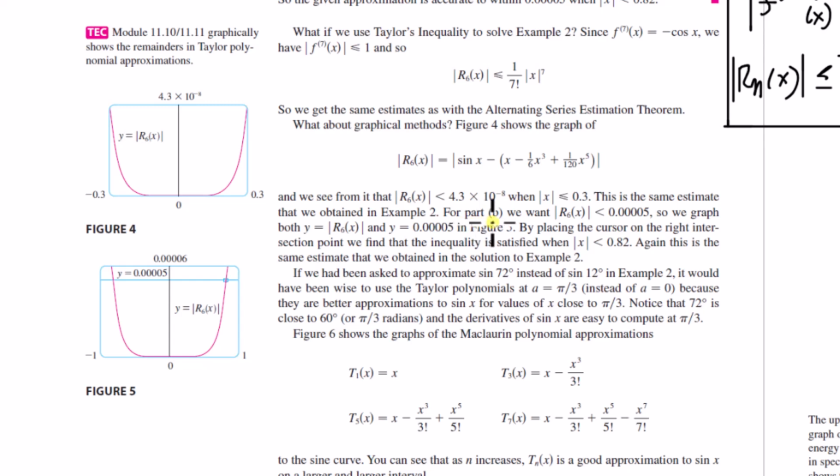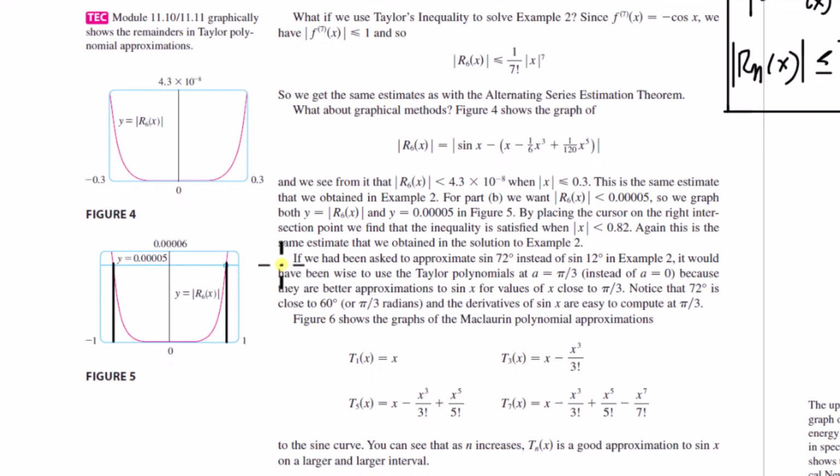Okay, now for part B, it says we wanted the interval of x values that corresponds to a maximum error of 0.00005. So all they do is extend this interval, this minus 0.3 to 0.3, out to minus 1 to 1, and then draw a horizontal line at 0.00005, and with that they can get the new interval, and it ends up coming out to the exact same. It was 0.821, the exact same value that Taylor's inequality and the alternating series theorem found.